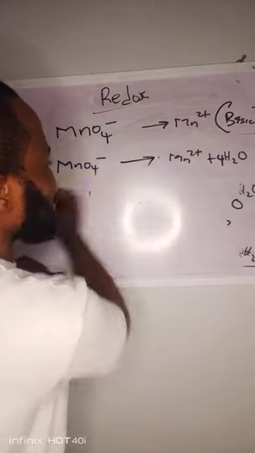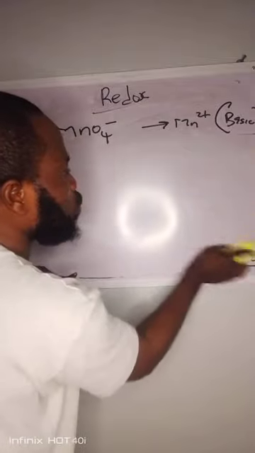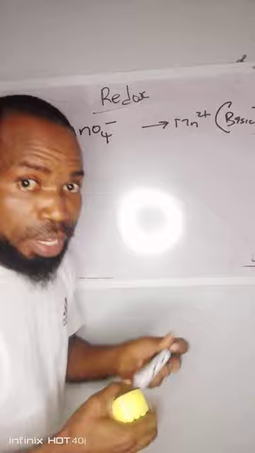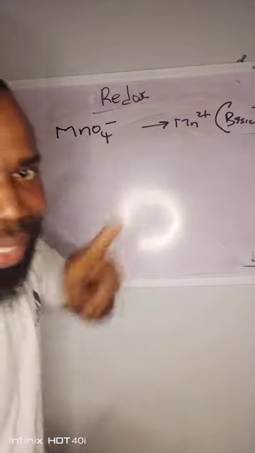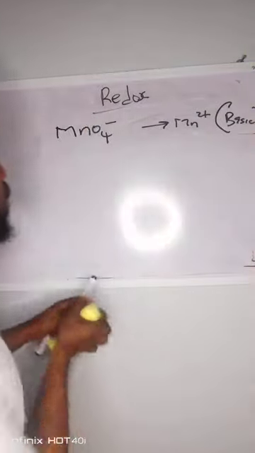Now, remember, we started by saying that if you want to balance in basic condition or acidic condition, first off, atoms are to be balanced aside from oxygen; keep oxygen aside. Now, look at it quickly.